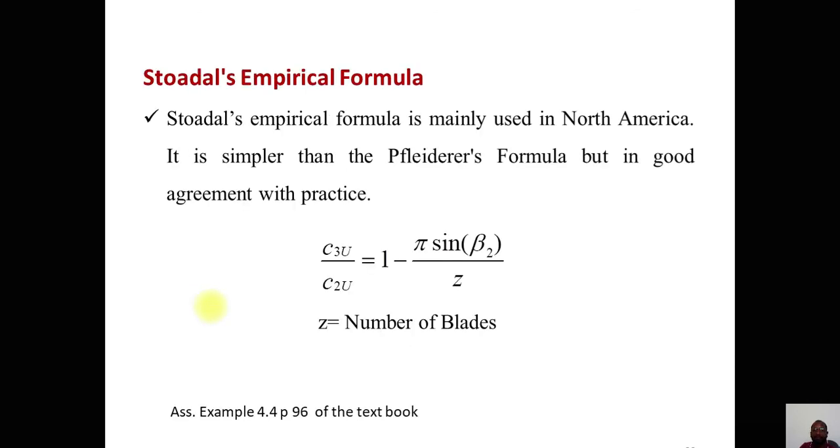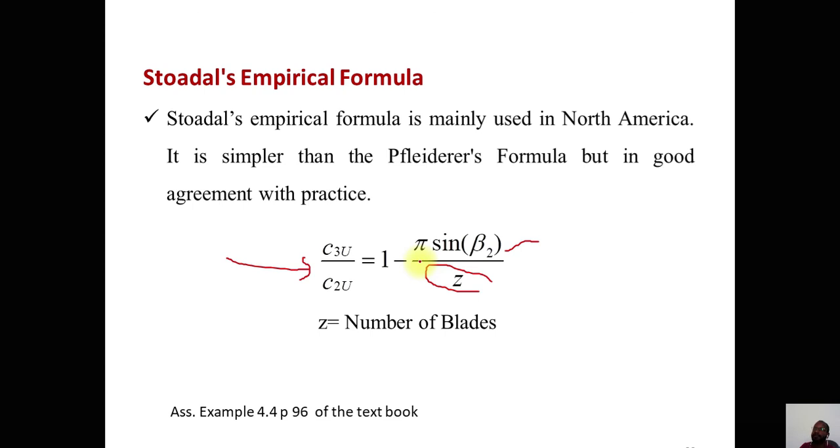The second type is Stodola's empirical formula. It's again an empirical formula. This one is easier, simpler, but not in good agreement with the real practical situations. Mathematically, what it looks like is C3U, that means correlating C3U with that of C2U, as a function of the number of blades with the angle of inclinations.